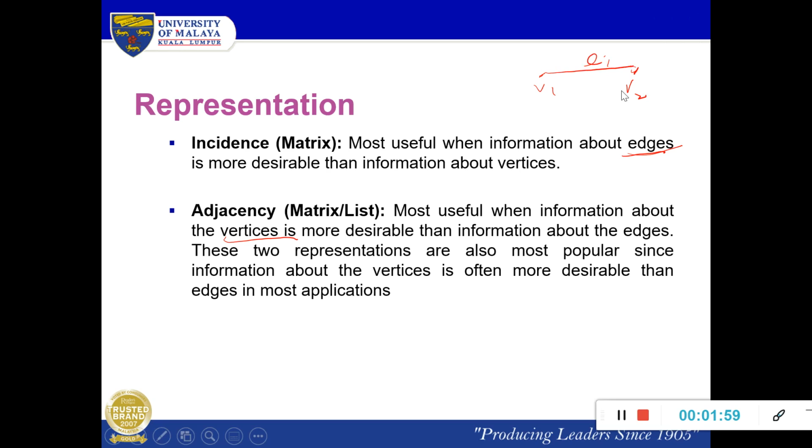If you want to use the incidence matrix, the edges are more useful. If you want to use the adjacency matrix, the vertices are more useful. These two representations are also the most popular, since information about the vertices is often more desirable than information about the edges in most applications. Usually the information about vertices, or nodes, is more desirable than the edges or the path.